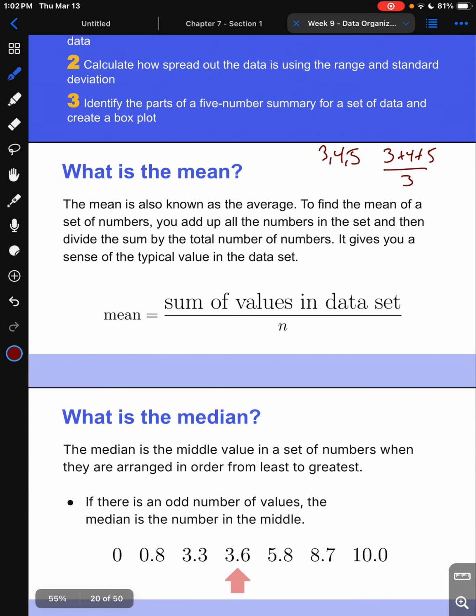The median would be the middle. So the median is the middle number. If you have 3, 4, 5, this is the median. Now, one thing about the median is if you have an odd number, it's the middle.